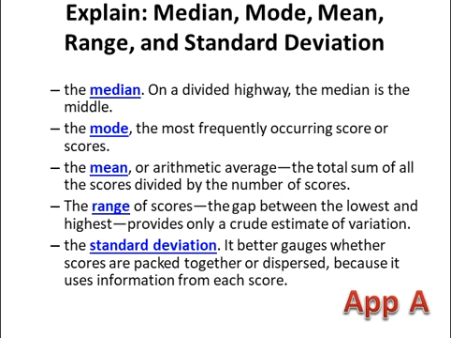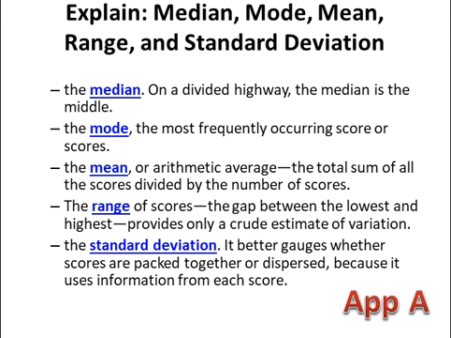Then we have the mode, the most frequently occurring score, or scores. We have the mean, the one that you're probably most familiar with, the average, the total sum of all the scores divided by the number of scores. And then we have the range of scores. The gap between the lowest and the highest provides only a crude estimate of variation.